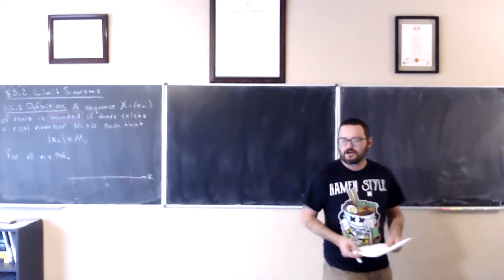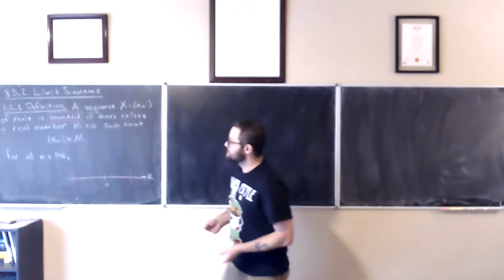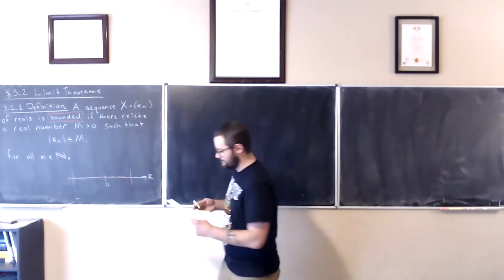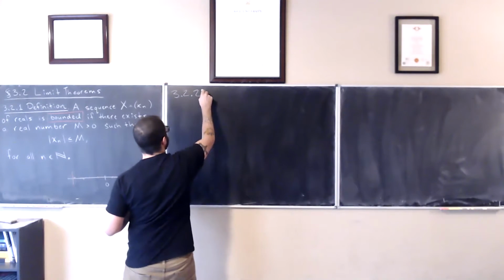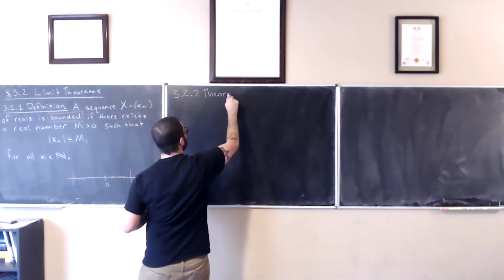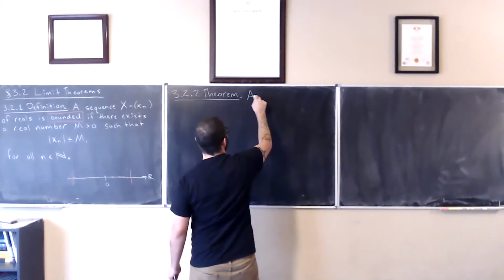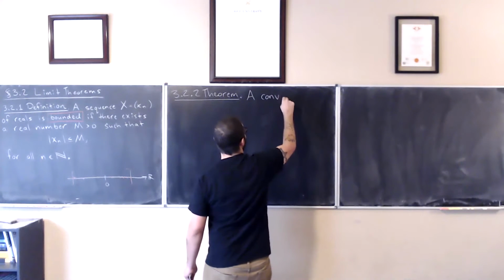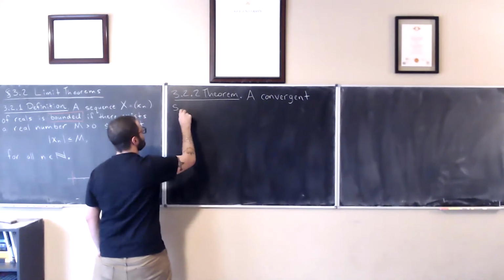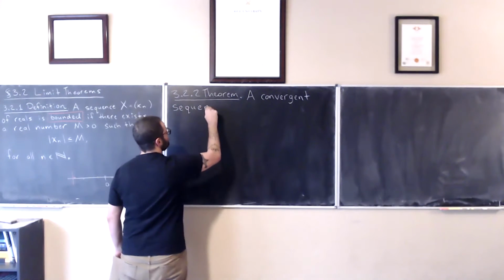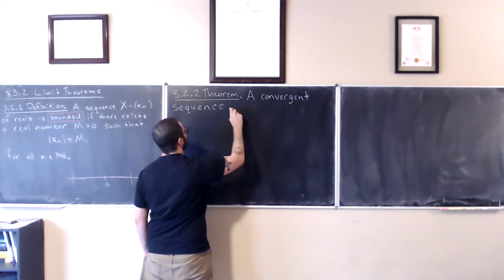And so now we're going to prove our first theorem about convergent sequences and how they're related to bounded sequences. So this is Theorem 3.2. This theorem states that a convergent sequence is bounded. So any convergent sequence that we've encountered must necessarily be bounded by this theorem.